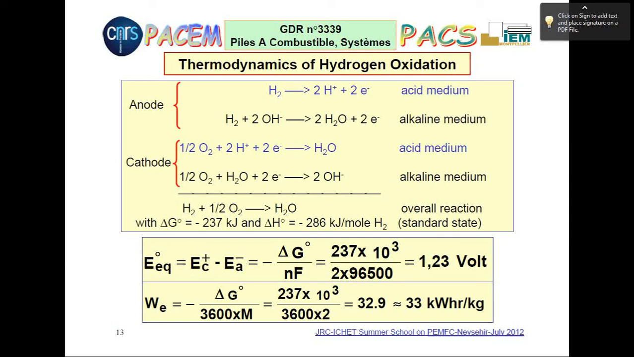I also write the reaction in alkaline medium. In alkaline medium, you see that you have water production at the anode. For any anion, you have water production at the anode. And for cation, conducting electrolyte, it happens at the cathode.